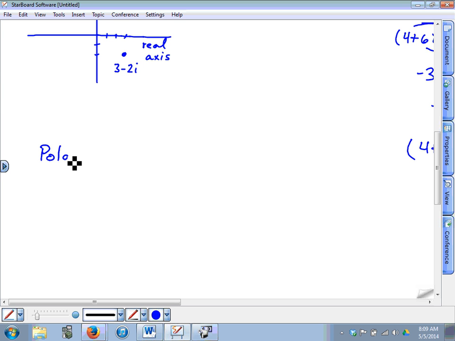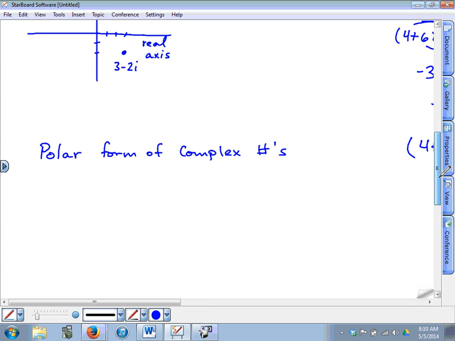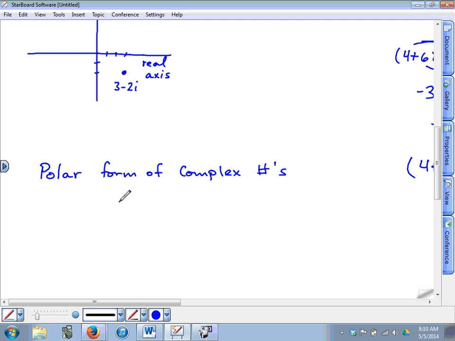Polar form of complex numbers. It's almost identical to what we did in that last lesson, transferring from rectangular form to polar form. So let's take a look. You don't have to redraw it if you drew it already. If not, draw that complex number that we already drew: 3 units on the real axis, 2 units down on the imaginary axis.